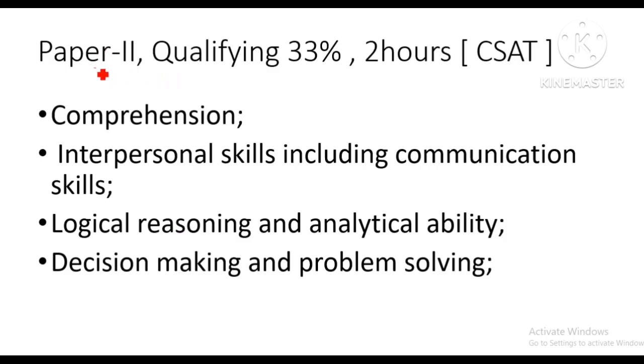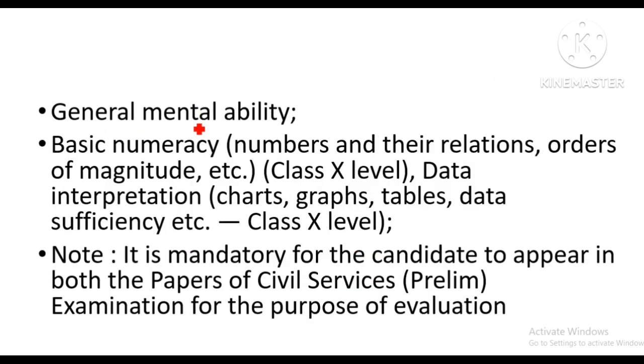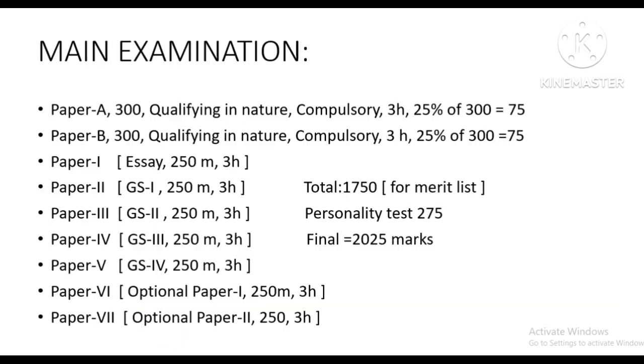Now, prelim paper 2 is qualifying in nature, and 2 hours will be given to write the paper. It is famously known as CSAT. Comprehension will be there, interpersonal skills including communication skills, logical reasoning and analytical ability, decision making and problem solving. How you make decisions in different situations. General mental ability will be there, and basic numeracy, that is 10th level, and data interpretation, that is also 10th level. Note that it is mandatory for the candidate to appear in both papers for the prelims. Got my point?